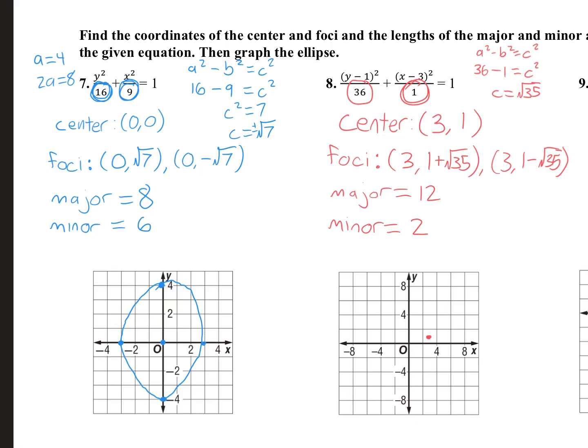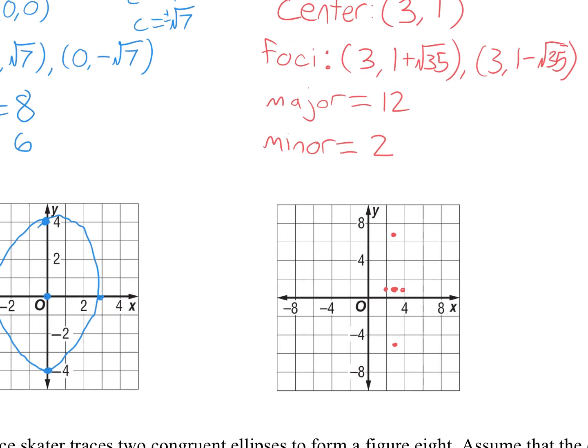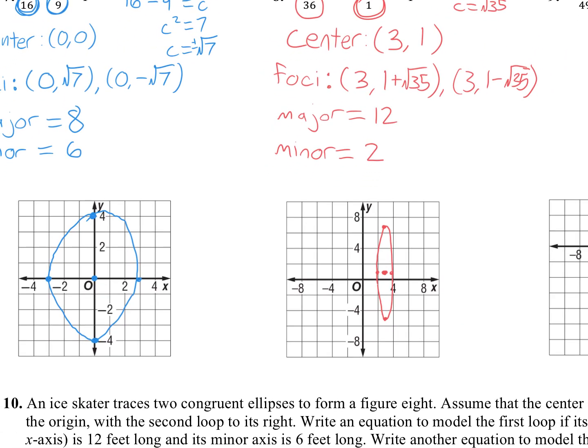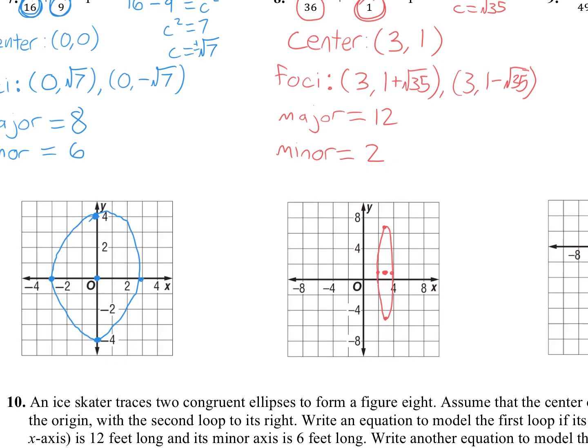All right, underneath y squared, we see a 36. Take the square root. So we go up 6 and down 6. Underneath x squared, we see a 1. The square root of 1 is 1. So we go left 1 and right 1, and we have a very skinny parabola. Sorry, not a parabola, an ellipse. And you can see from the graph that the major axis is 12 units long and the minor axis is 2 units long.